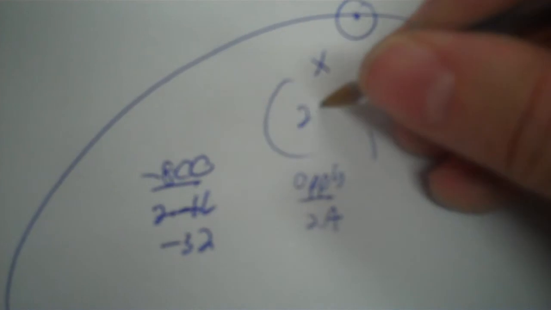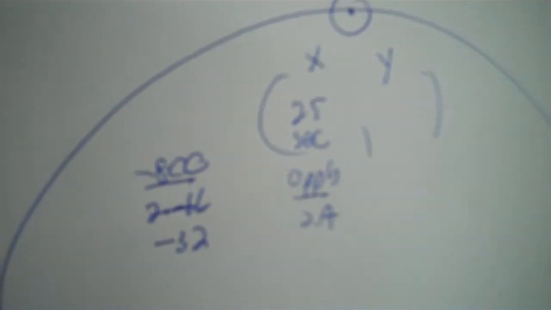So opposite of B, negative 800. 2 times negative 16 is negative 32. Then I divide negative 800 by negative 32. 25. So this is x. The 25 is the seconds it took to get to the max height.